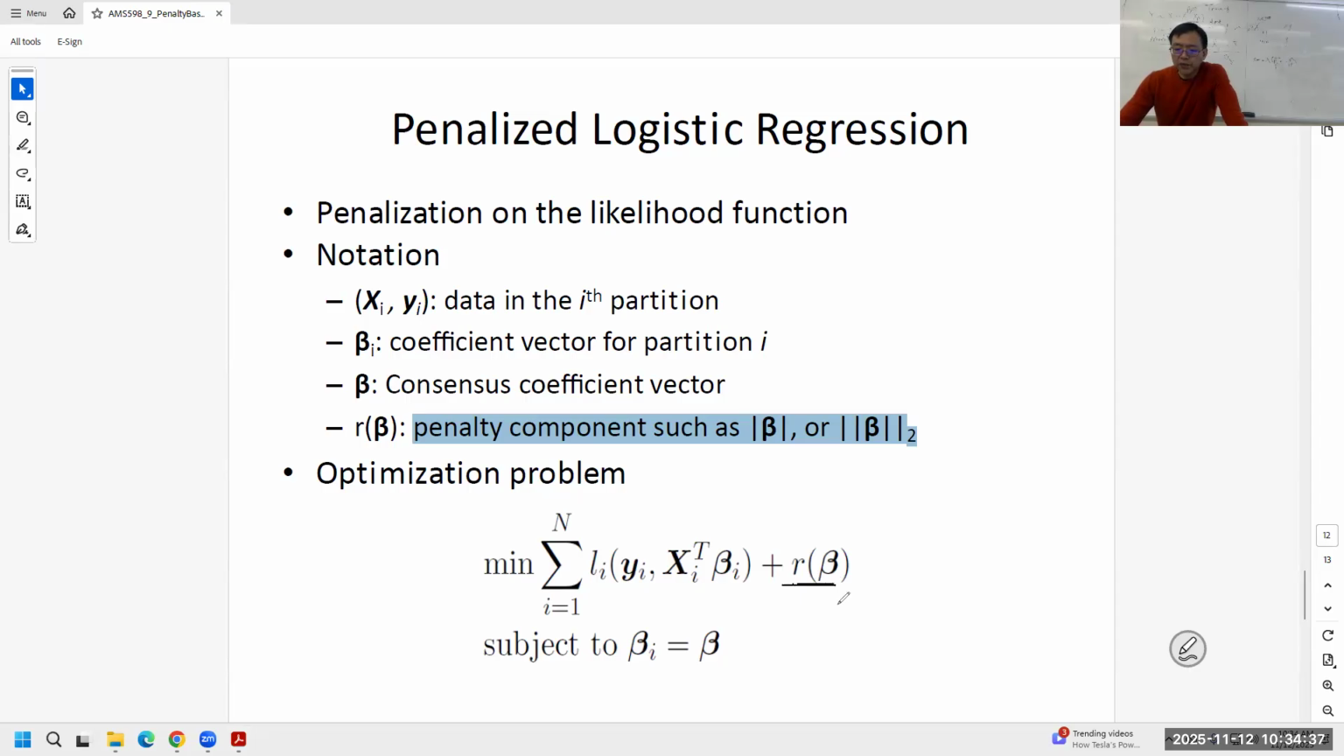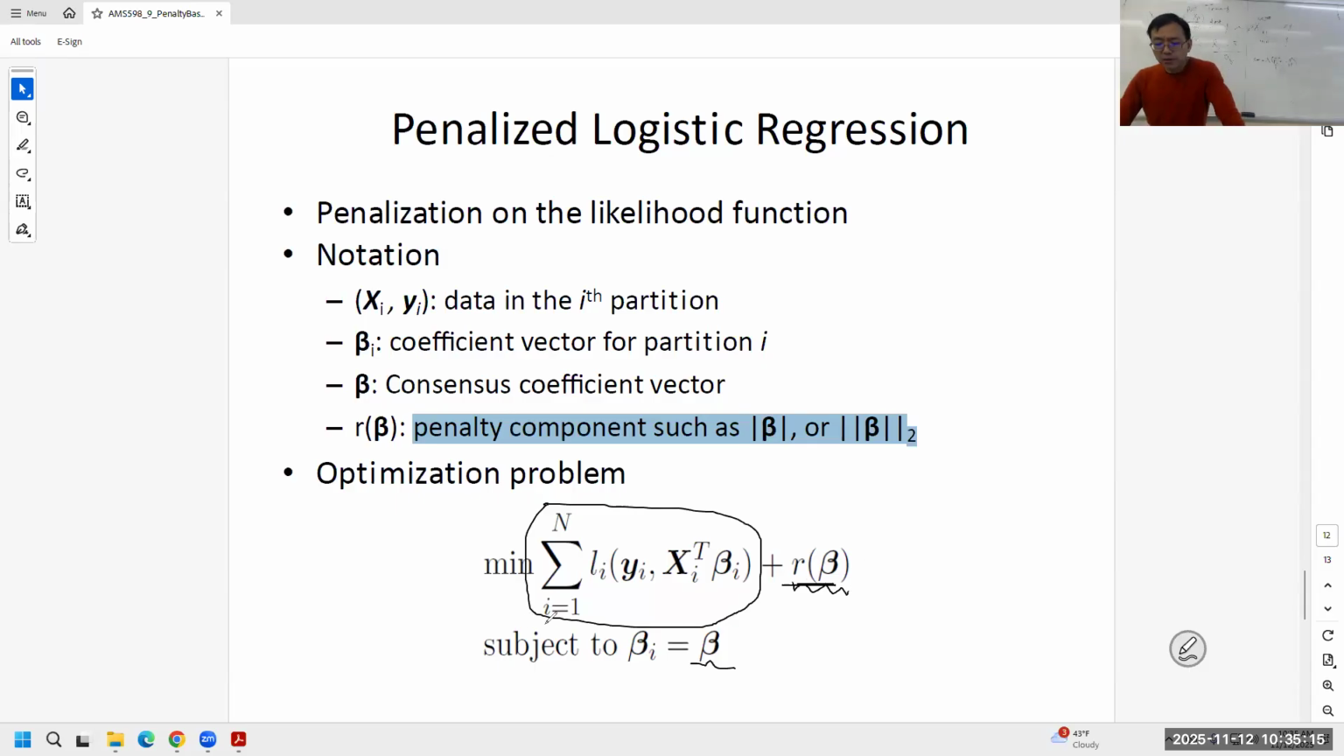Now, one thing I want to mention here is that your penalization is on the consensus parameter, not on the local parameter. Therefore, you don't have j here, because the first part right here is your negative log likelihood for the whole data set. Your goal is to find a beta, so your penalization is on the consensus beta, not on beta j.